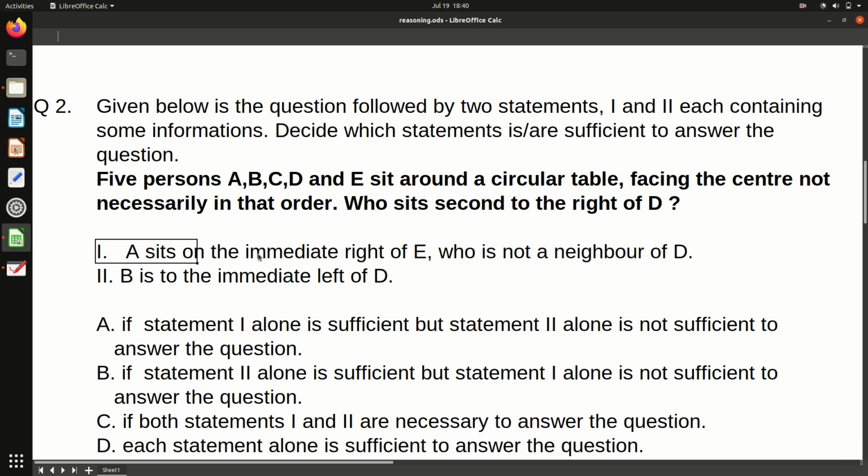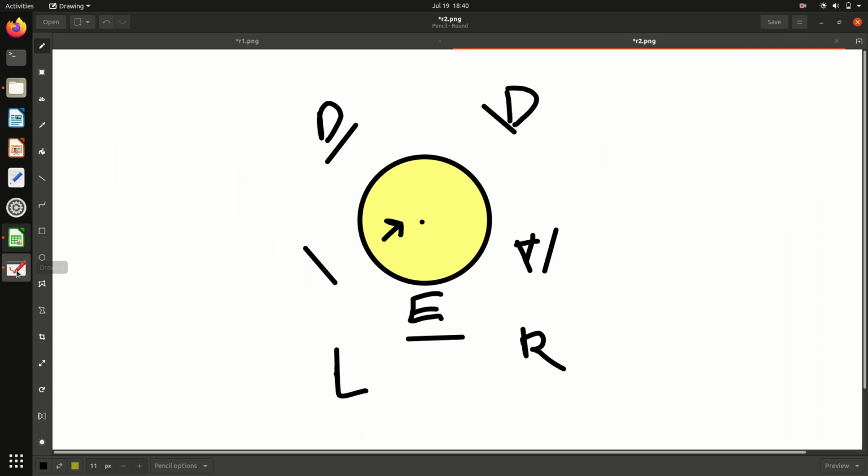Now, just take the example where I have taken the first statement alone. But can you solve this question? Who sits second to the right of D? Are you able to solve this question? Who sits second to the right of D?